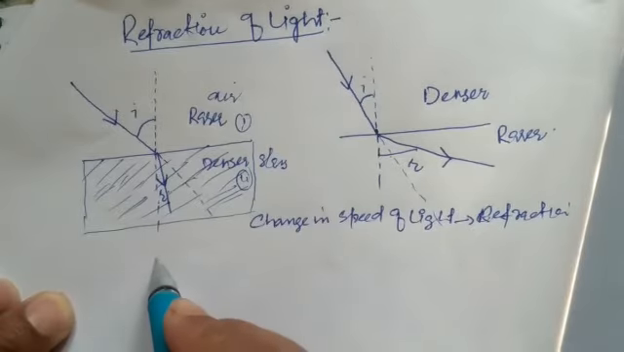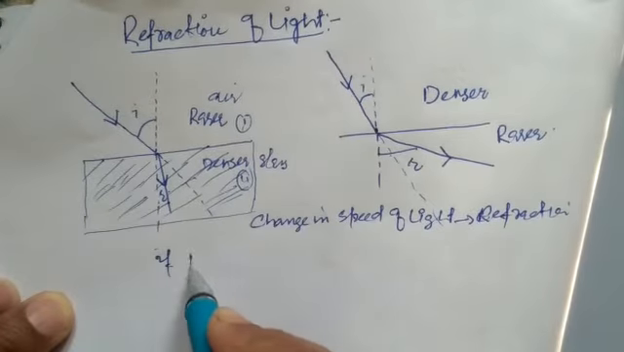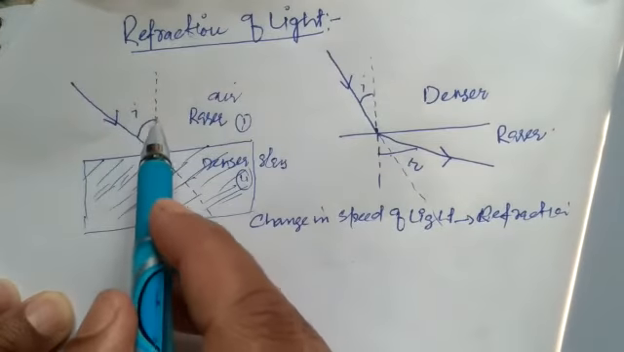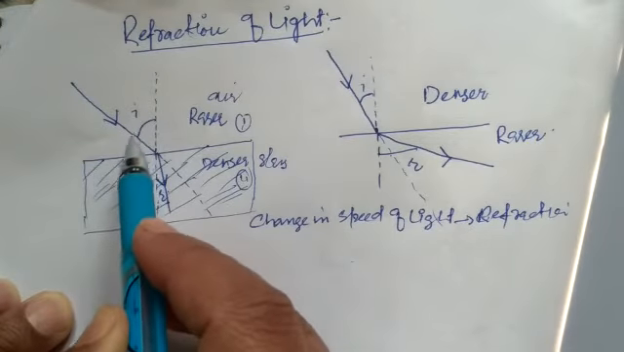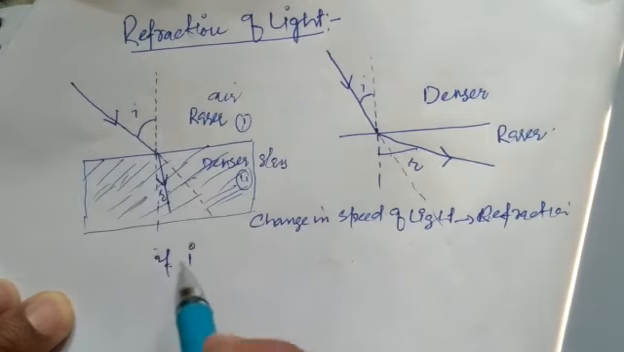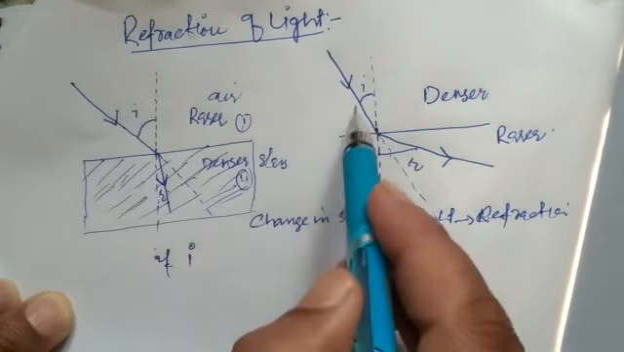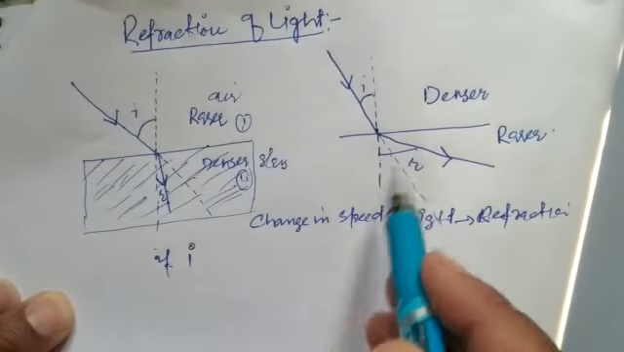Or you can say, if I is the angle of incidence, what is the angle of incidence? As you are aware, it is the angle made by the incident ray with the normal. What is the angle of refraction? The angle made by the refracted ray with the normal. Angle of incidence, angle of refraction.